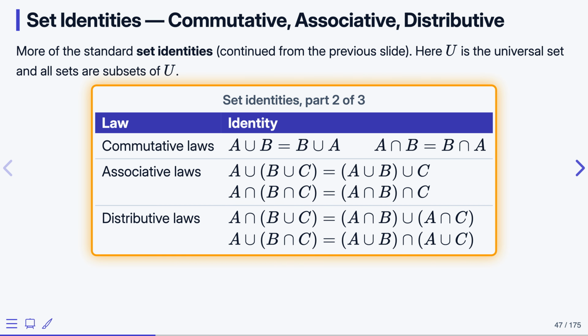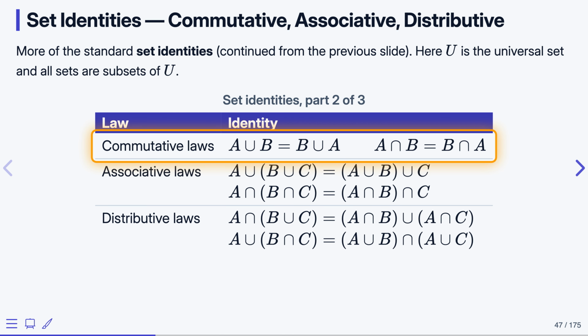This is the second group of set identities. An identity is a rule that is always true for any sets. Look at the commutative laws first. The symbol with the cup shape which opens upward means union. A union B equals B union A. The order does not matter. The same holds for intersection. The symbol that opens downward like a cap means intersection. A intersect B equals B intersect A.